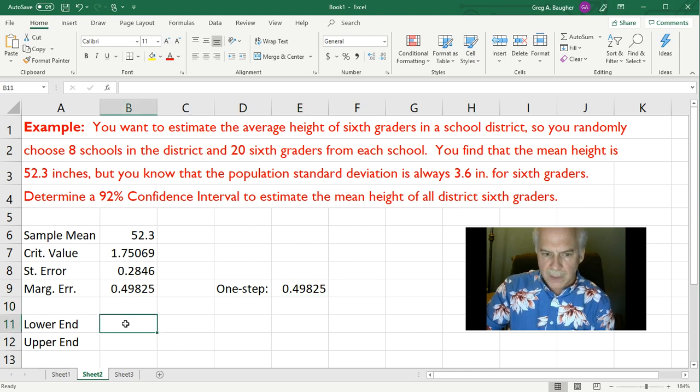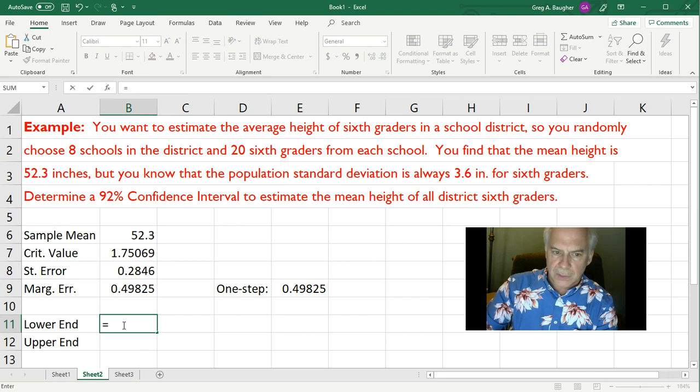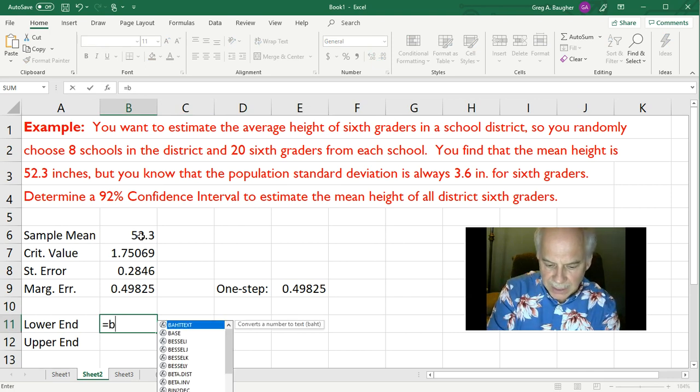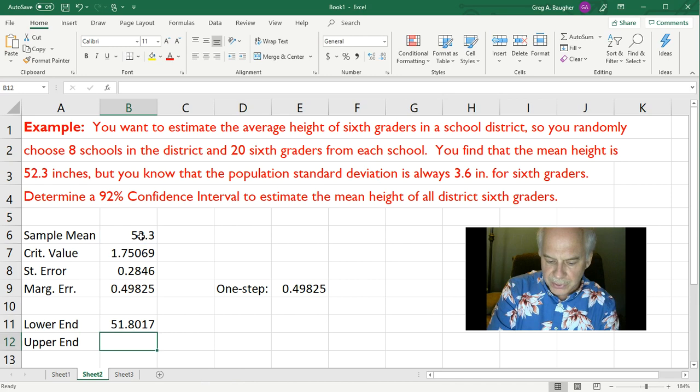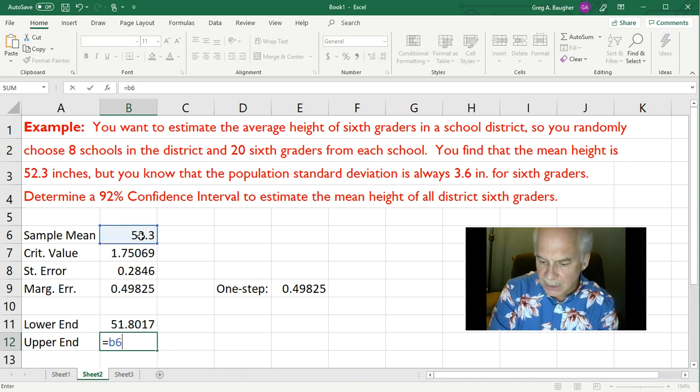All right, and then once you have your margin of error, you're just going to take the sample mean, that's in B6, and subtract the margin of error, which is in B9. And then for the upper end, you do the sample mean, B6, and then you add the margin of error, which is B9.